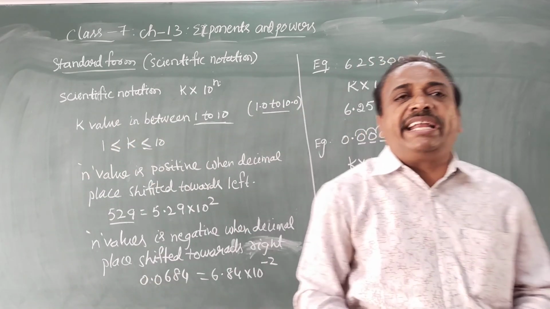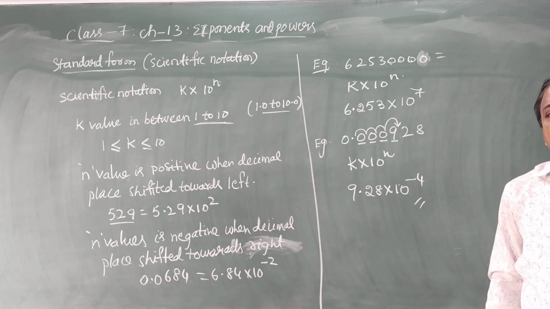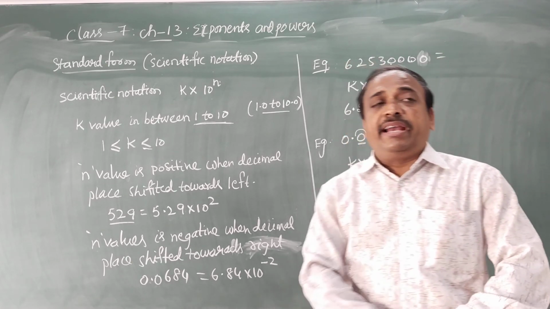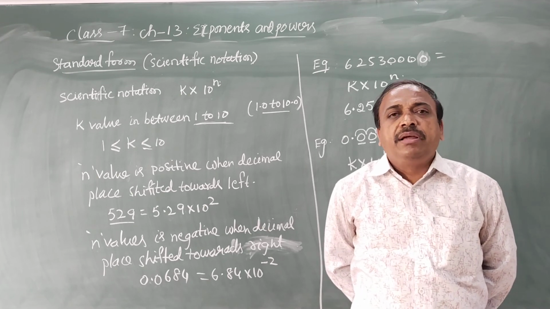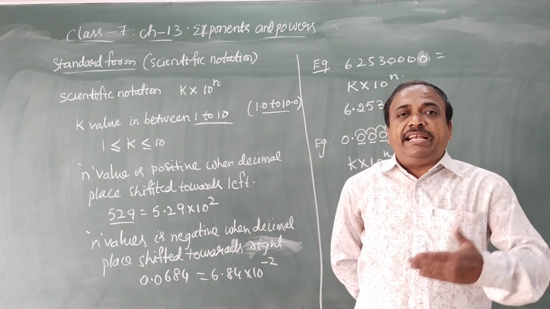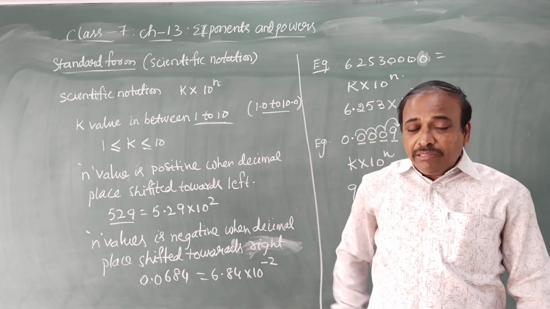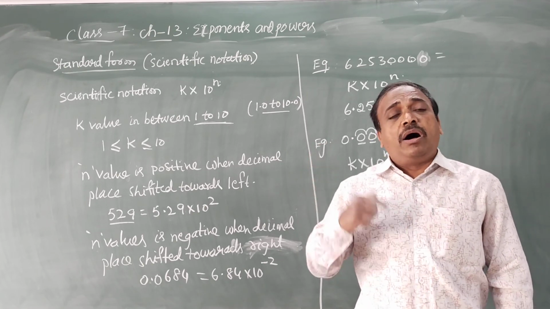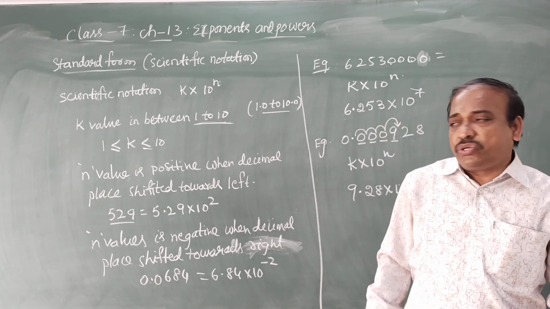I hope you understood how to write expanded form, standard form and scientific notation. Is it clear, students? So like this we can express the given numbers, very large numbers which are unable to be read, by using scientific or standard form, scientific notation. On the left side there must be only one digit, and the n value depends on how we are moving the decimal place, whether towards right or towards left. I hope you understood. Thank you.